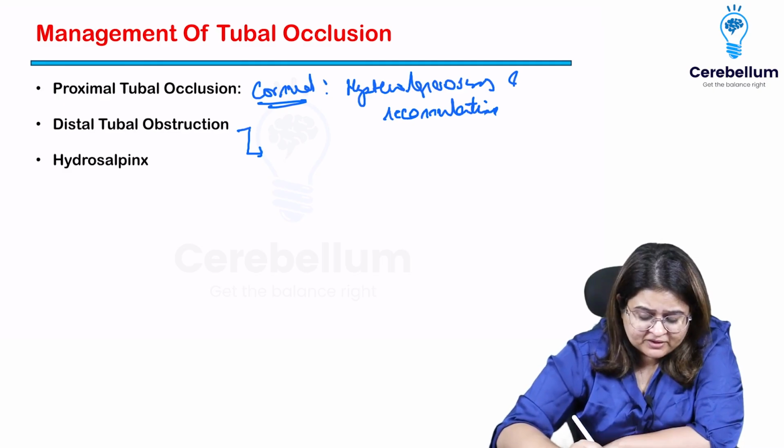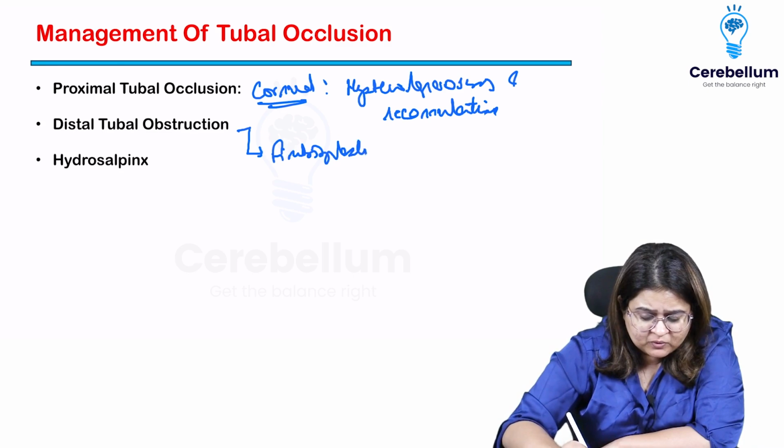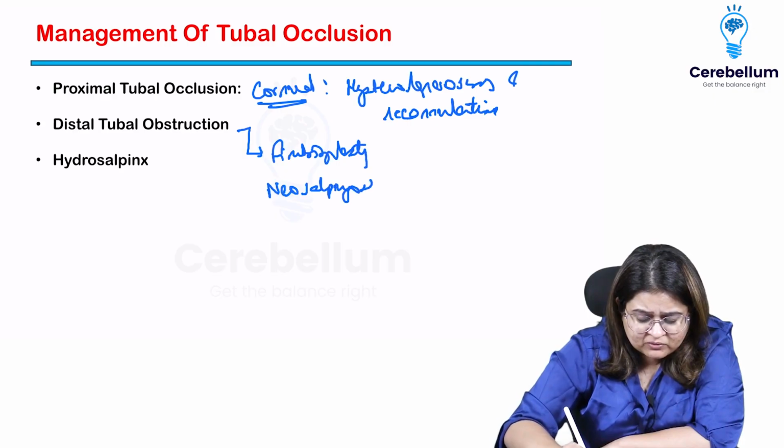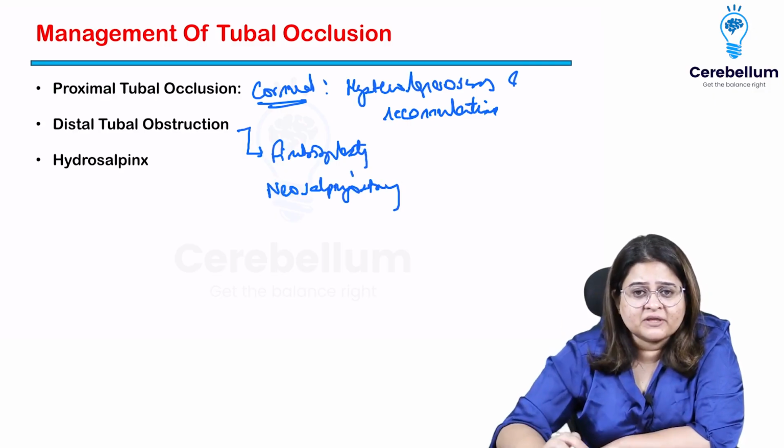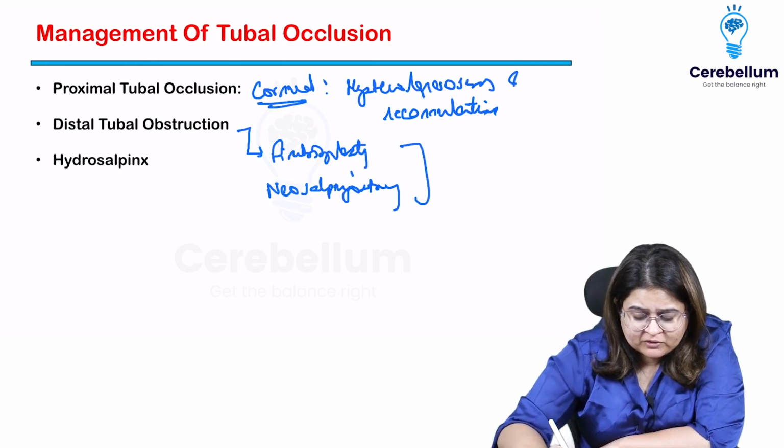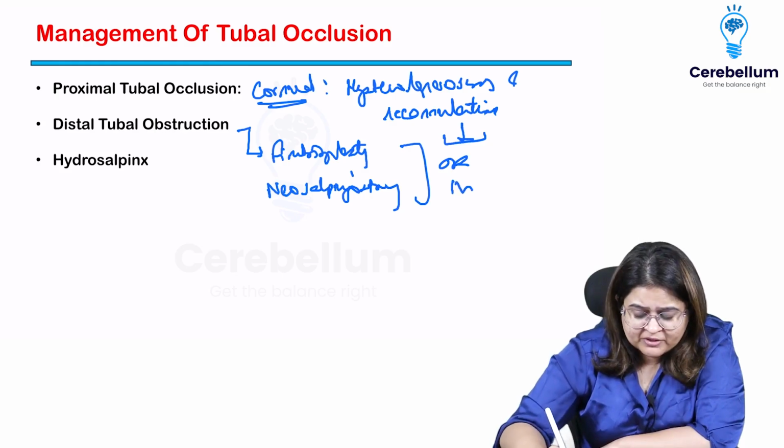Distal tubal obstruction is, that is, the fimbria are closed. What can you do here? Here you can attempt a fimbrioplasty, that means try to open up the hole, or do a neosalpingostomy, try to make a new hole at the fimbrial end. But in both of these, in any tubal block, you can also offer the patient IVF.